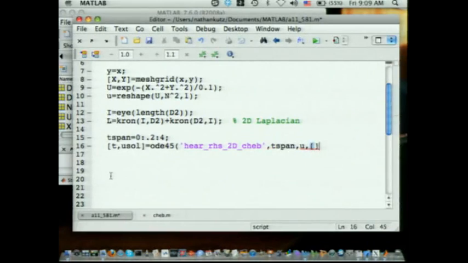I'm not going to do anything with tolerances. What else do I need in there? Well, I need my Laplacian. Let's throw that in there. That's kind of it.